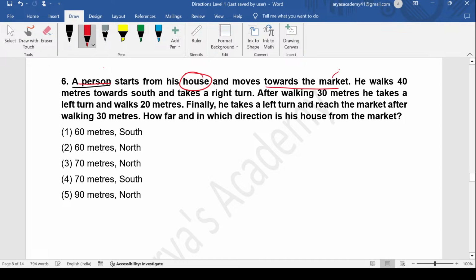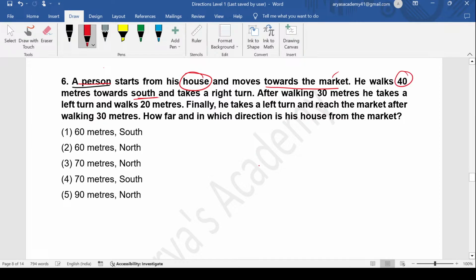We don't know whether the market is in the north, south, east or west. We don't know which direction home is in either. But he started from home and is moving towards the market. We don't know how far and in which direction he is going. Now they'll discuss that. He walks for 40, and that too towards south.